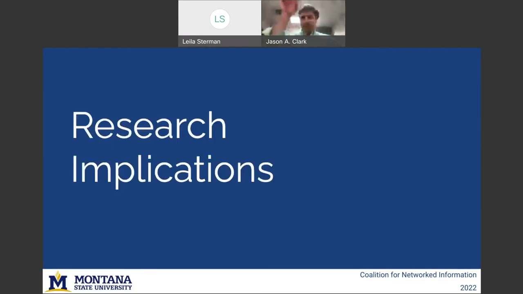Those were the details of the model and the goals of the snapshot. Layla's going to take us through the overall picture of research implications.